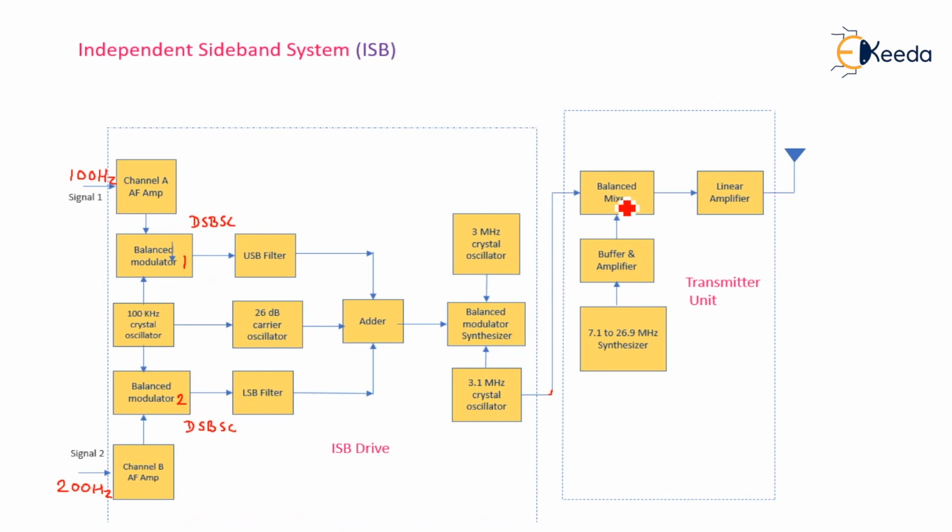At the output of the balance mixer, the single sideband component will be present, and it is coupled to the linear amplifier and transmitted through the transmitting antenna. So this transmitter unit is transmitting the sidebands independently. Here one duplexer unit needs to be deployed at the transmitting antenna. So this was all about the independent sideband system.